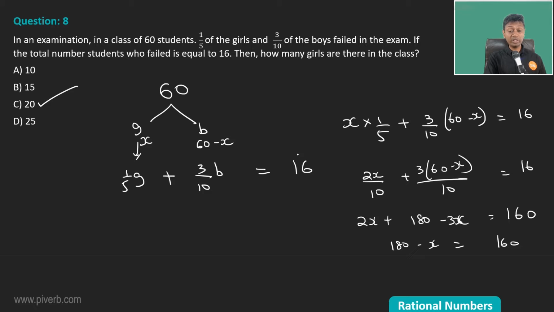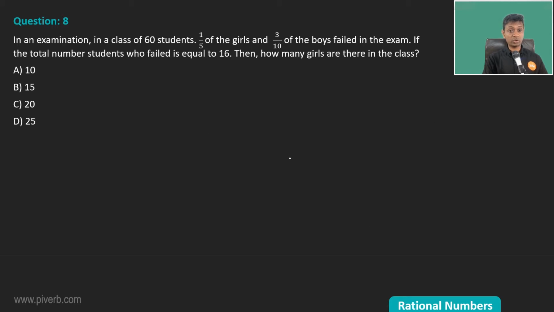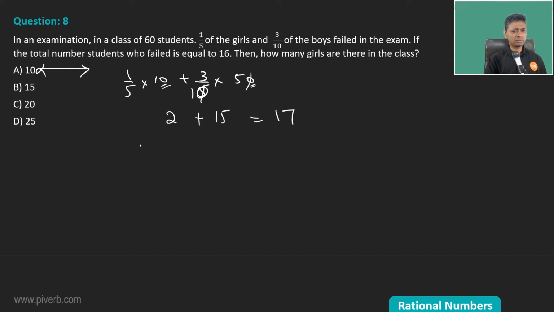The other way of doing this is by going through the answer choices. Take 1/5 of the girls, where the number of girls is 10: 1/5 into 10 plus 3/10 into 50. 10 girls, 50 boys. 3 into 5 is 15. 1/5 into 10 is 2. 2 plus 15 is 17. We want 16. This is wrong.